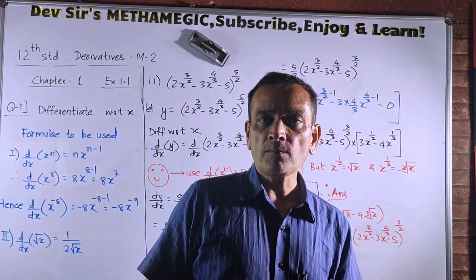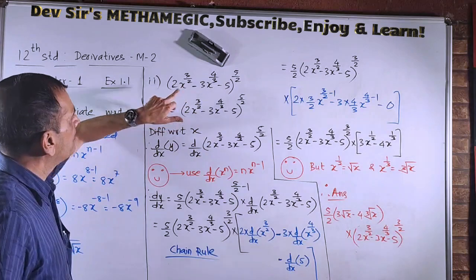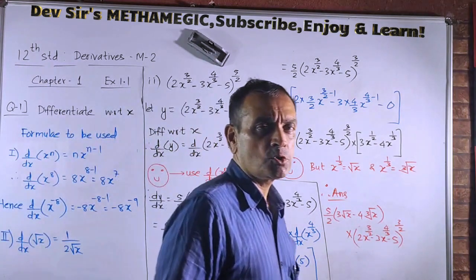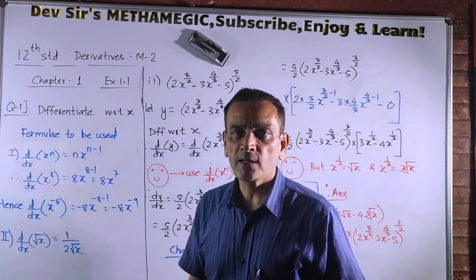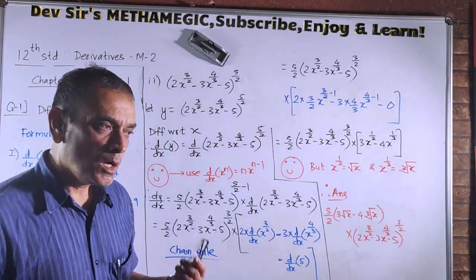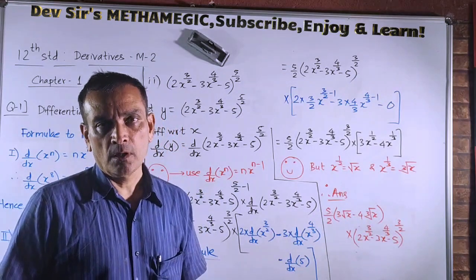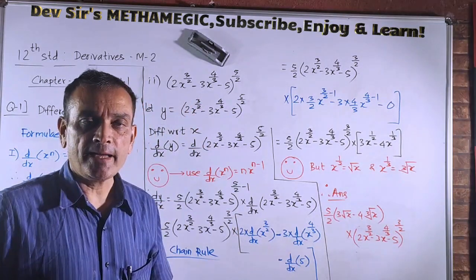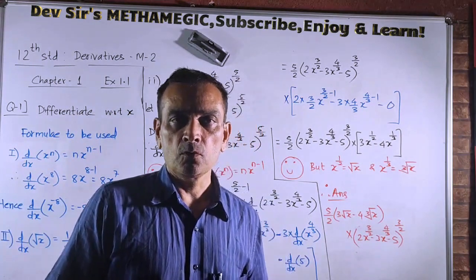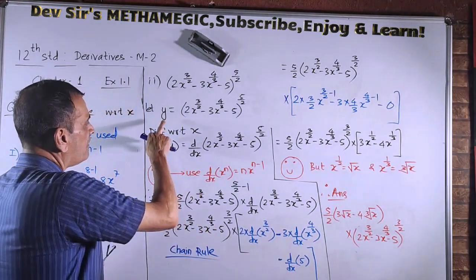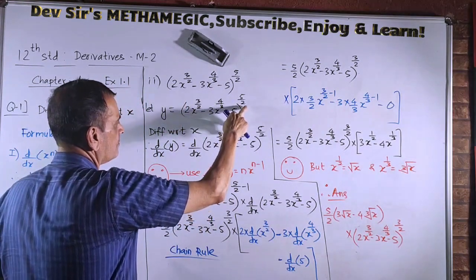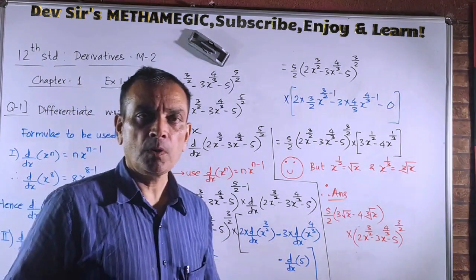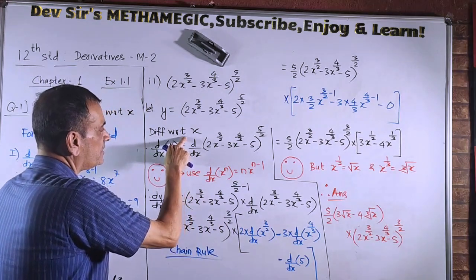Right. Now from the exercise 1.1 problem number 2. क्वेश्चन क्या पूछा है? Differentiate with respect to x means to find the derivative. Whatever the sum given, we are going to call it as y. Let y equal to. Okay. So y is equal to all this. Differentiate, DIFF is the short form, WRT with respect to x.